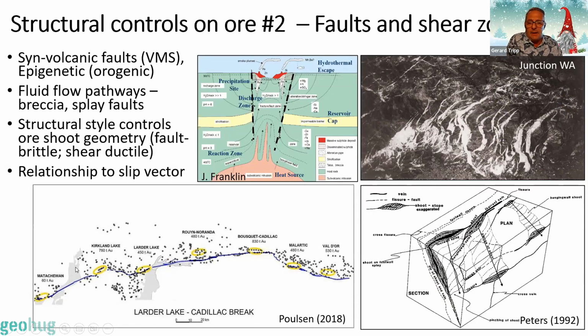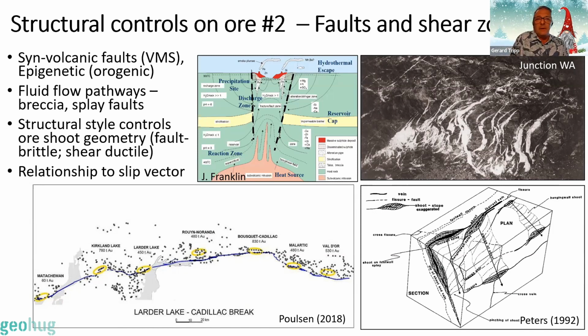Larder Cadillac break, you can see that there's probably 120 million ounces of gold on this diagram, and there's certain changes in the orientation, certain little complications in the shear zone, is where these camps are turning up with major gold deposits. So faults and shear zones, everybody knows that. I know I'm not saying anything mad here.